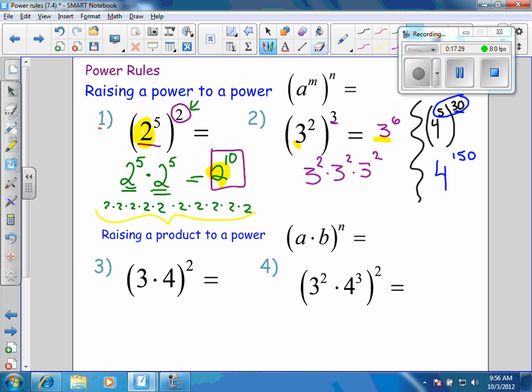So let's go back and investigate that over here. What's 5 times 2? 10, right? What's 3 times 2? 6, and there it is in your answer, right?